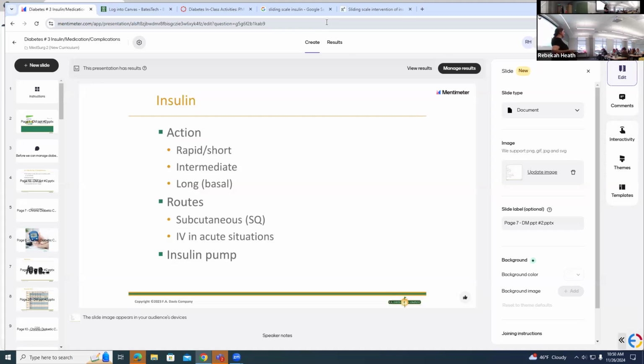Long-acting or basal insulin. Levemir. Oh, you're good. Or what's another one some people have out there? Or Lantus. Yeah, those are two. Levemir or Detemir, or Lantus. Those are your long-acting insulins.